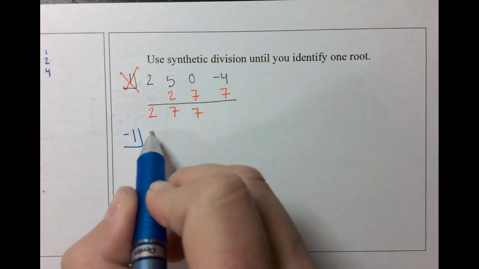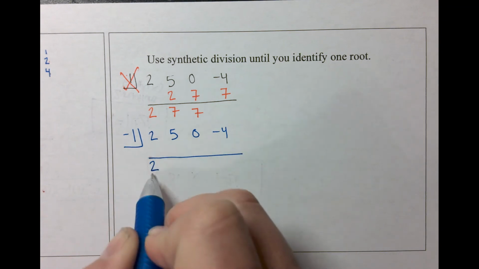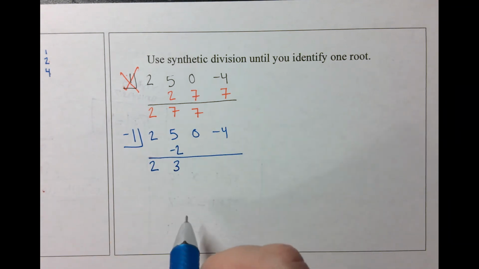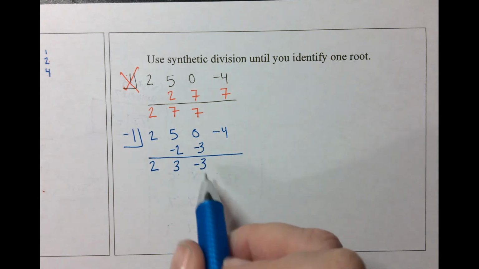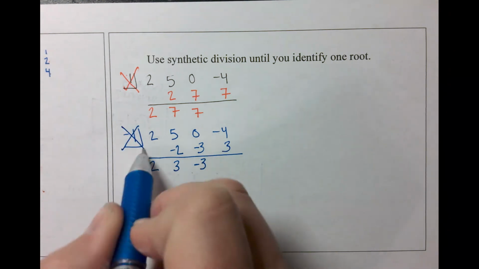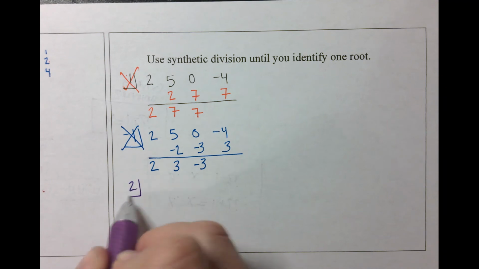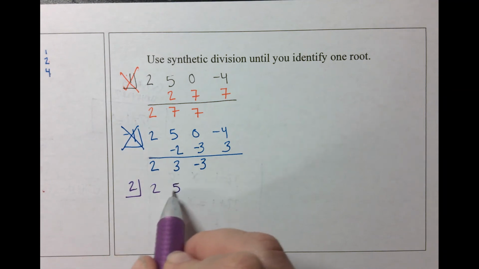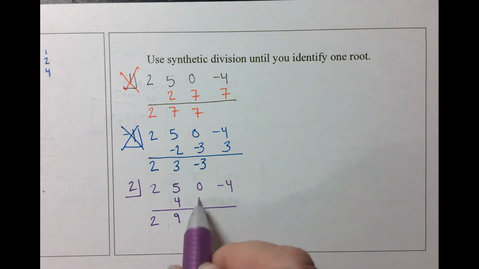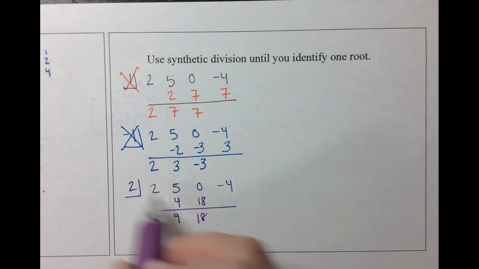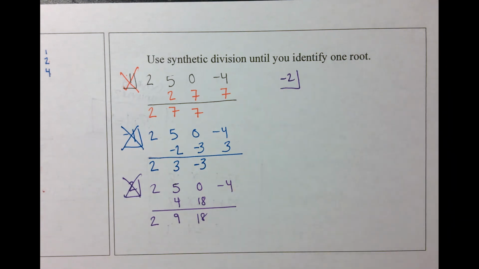-1. Again, the coefficients don't change. Drop the 2, multiply to get -2, add to get 3. Multiply to get -3, add to get -3. Oh, that's not going to give me a remainder of 0, so that doesn't work. Let's try the 2. A 4 and a 9, and oof, this is not going to do it for us. 2 doesn't work. I'll move on to -2.